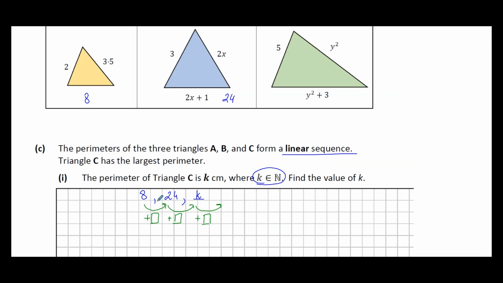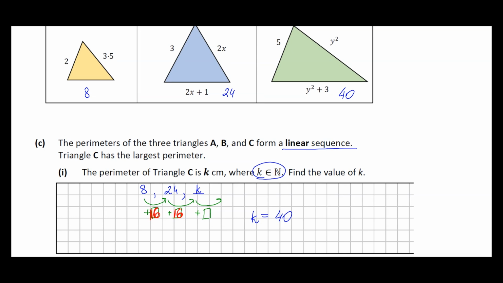Okay, so what value do I add to 8 in order to get 24? Or let's ask differently, 24 minus 8, what do I get? 16, isn't it? So I added 16. That means that to 24, in order to get the next value, I'm going to add 16 as well. So the value of K, if we put in the calculator 24 plus 16, we get what? 40. So this is now the perimeter of the last triangle.